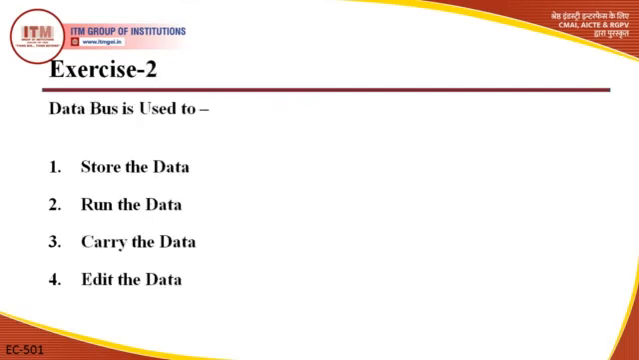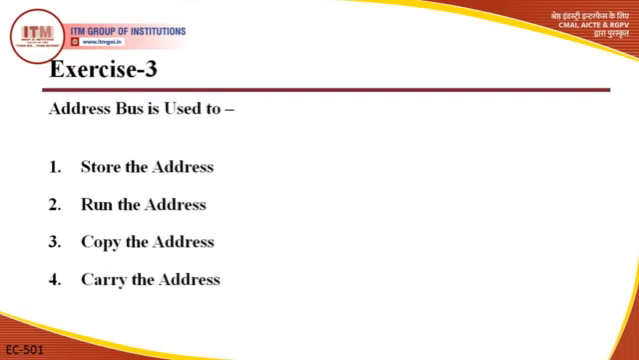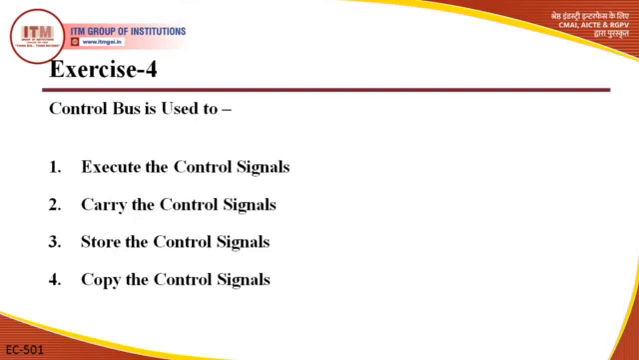Now exercise 2: the data bus is used to store the data, run the data, carry the data, or edit the data. Next exercise 3: the address bus is used to store the address, run the address, copy the address, or carry the addresses. Please answer your vote. Now exercise 4: the control bus is used to execute the control signal, carry the control signal, store the control signal, or copy the control signal. Please answer on your screen.